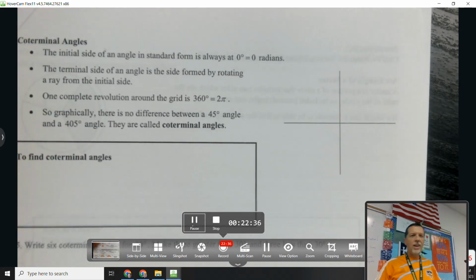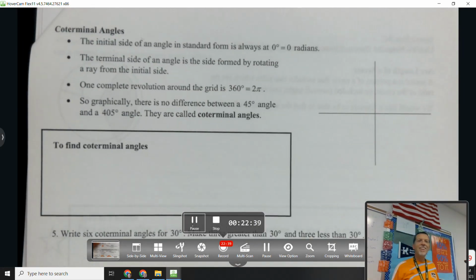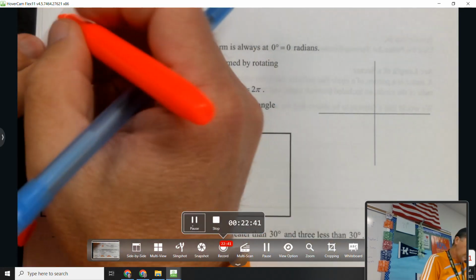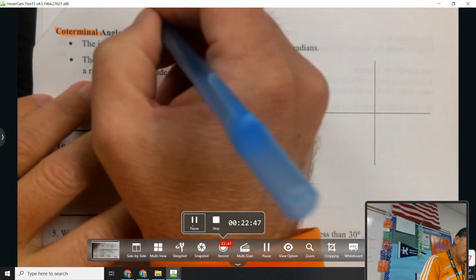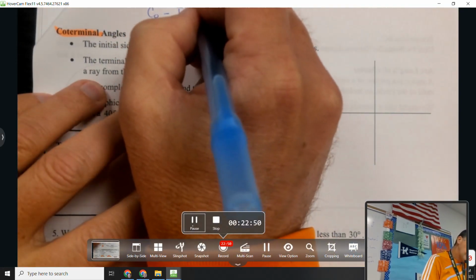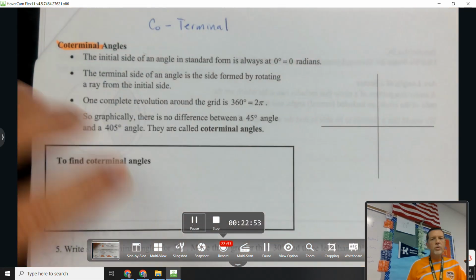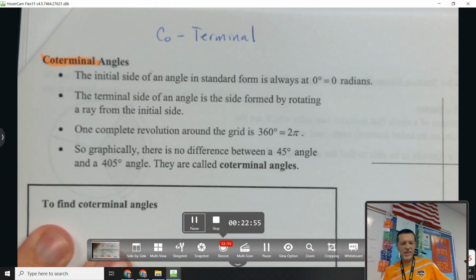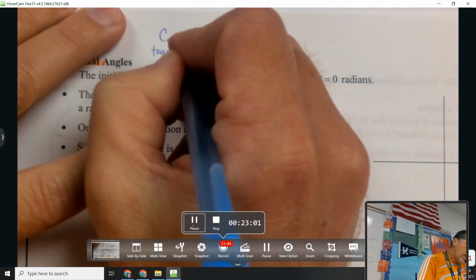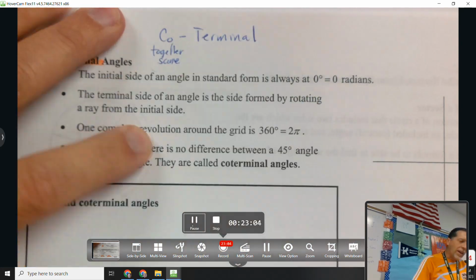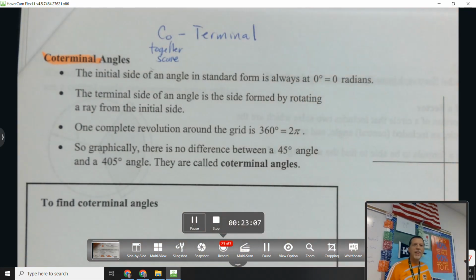Okay, I'm going to let Michael teach the rest of the lesson, because coterminal angles, coterminal, what's co mean? Like together or same, or with, like cooperate or cohabitate. You're doing stuff together. What's terminal mean? End.